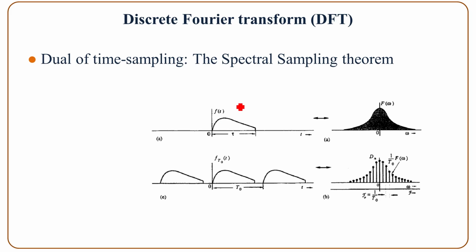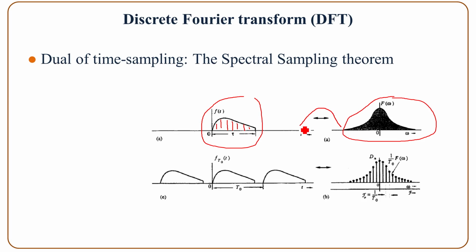So given a signal f of t, taking the Fourier transform, we get F of omega. And previously we saw that if we take samples of f of t, and we take the Fourier transform of the samples, then correspondingly in the frequency domain, we repeat the spectrum of F of omega at every fs, at every sampling frequency, or if we use the angular frequency, then it repeats at every omega s.